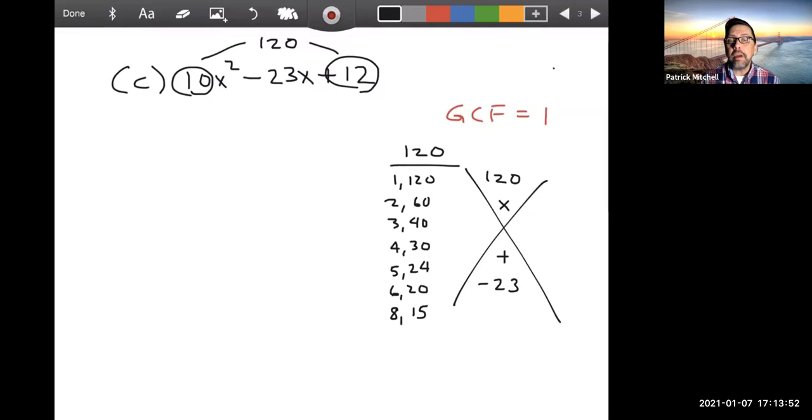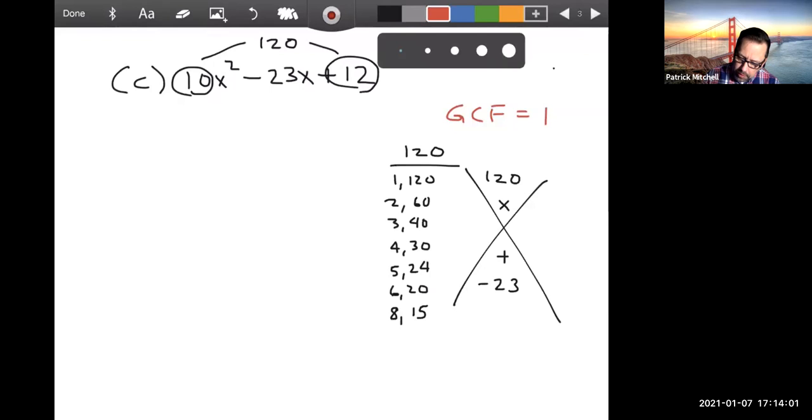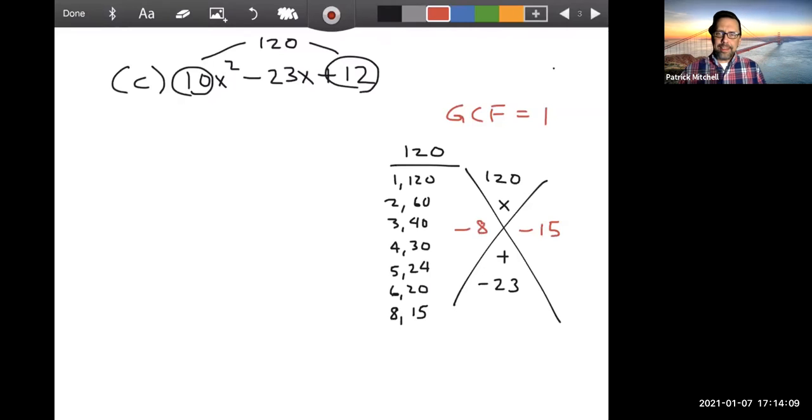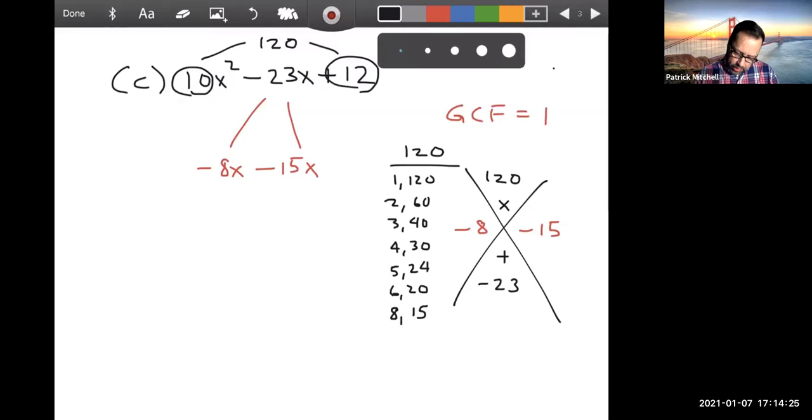Remember, we want our mystery numbers to add up to negative 23 and multiply to 120. So as long as I stick some negative signs in front of the 8 and the 15, then I'll be in business, okay? All right, so those mystery numbers, they tell me how to break up the minus 23x. They're telling me to break it into negative 8x and minus 15x. Keep the other terms just the way they are. And then factor by grouping.